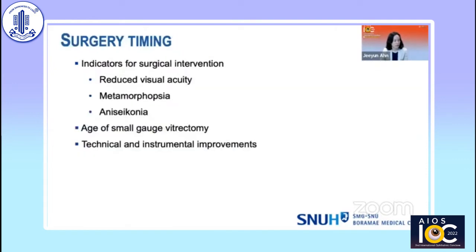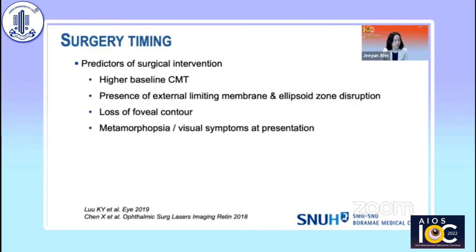As we all know, the mere presence of ERM does not mean surgery is necessary. Traditional indicators for the need of surgical intervention have been reduced visual acuity or the presence of metamorphopsia and aniseikonia. The development of small gauge vitrectomy and technical and instrumental improvements are a few factors which may induce surgeons to be more active towards surgery in ERM patients. Factors which have been reported to be predictors of surgical intervention are higher baseline central macular thickness, presence of external limiting membrane and ellipsoid zone disruption, loss of foveal contour, and metamorphopsia and visual symptoms at presentation.